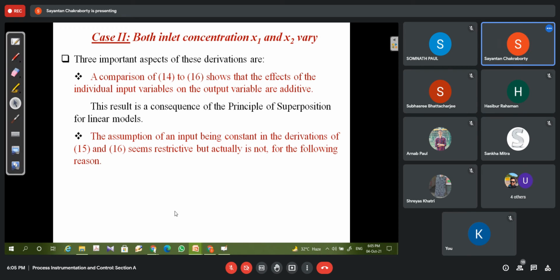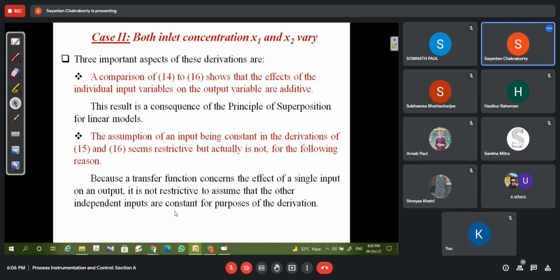Another thing you may argue is that we're changing both x1 and x2 simultaneously, so how can we assume one to be constant? No, we're not actually neglecting the effect of the second variable. While calculating the transfer function with respect to variation in x1, we're just not taking the effect of x2, because we know since this is a linear system, it will follow the principle of superposition.